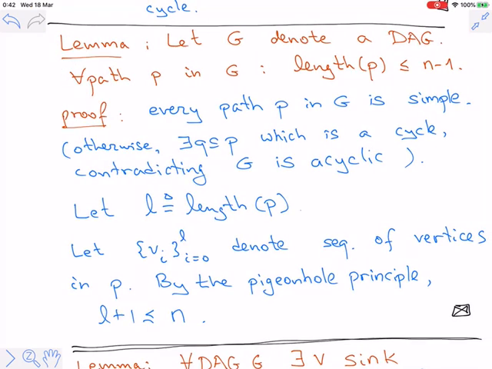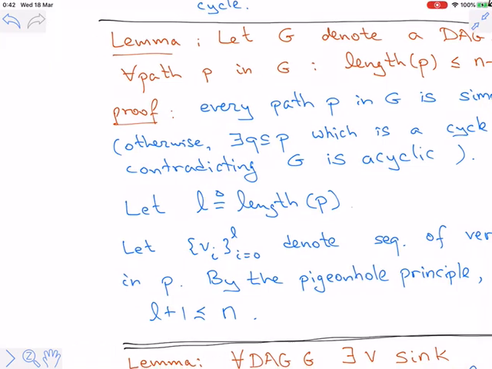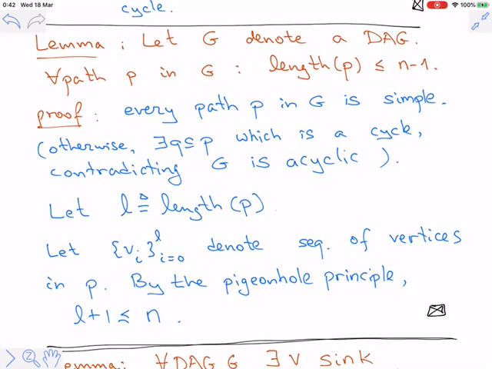So again, let G denote a DAG. We want to prove that every path in G has length at most n minus 1. I remind you that the length of the path is the number of edges along it. First of all, notice that every path in G is simple. The reason is that if P is not simple, then by the previous lemma, there exists a subpath of P which is a cycle, and that would contradict the fact that G is acyclic.